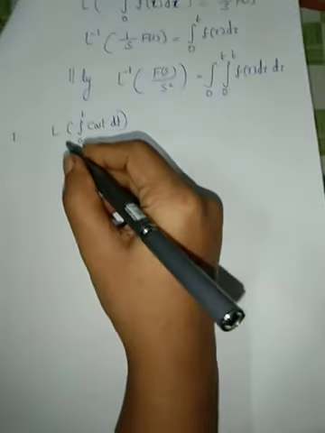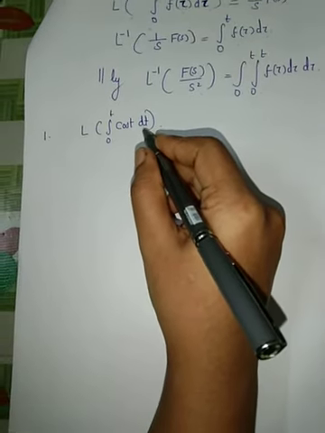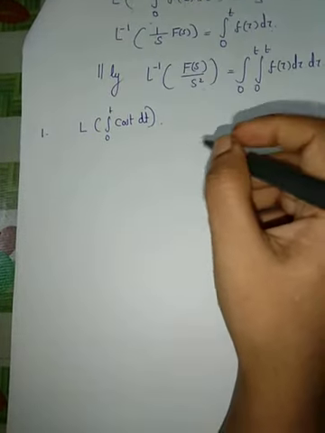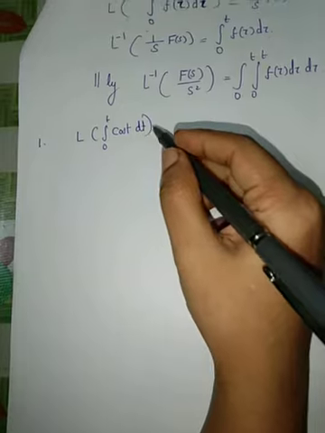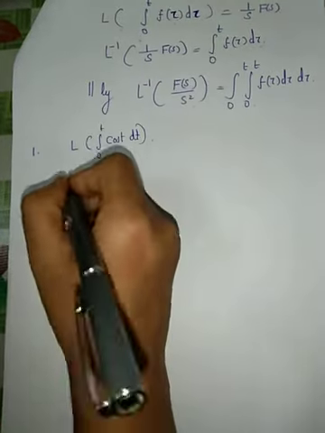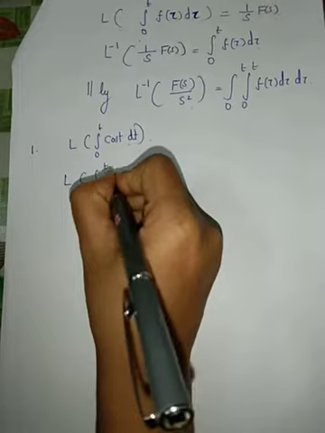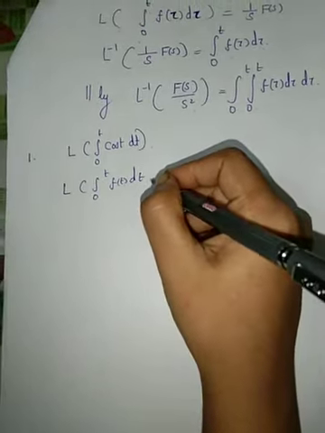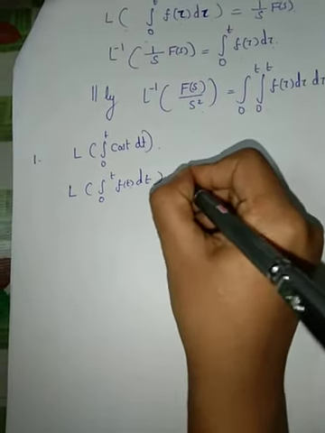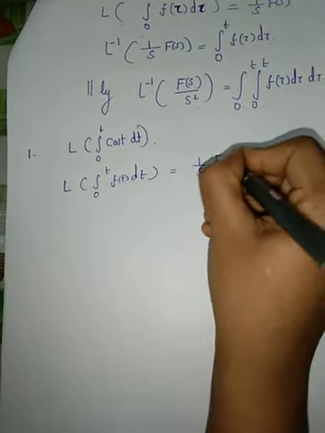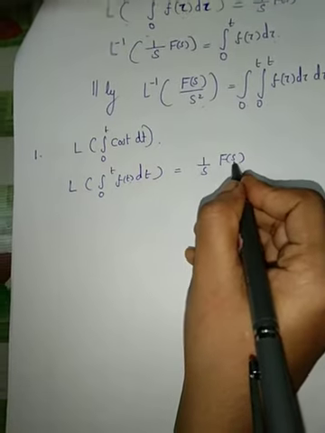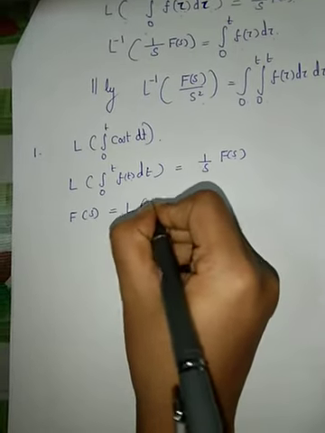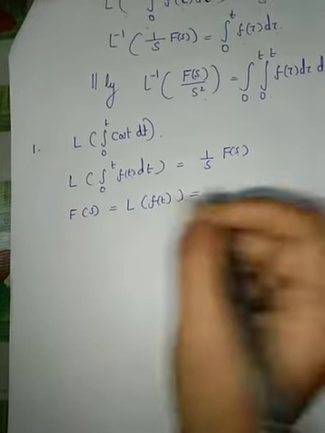Find L of integral 0 to t cos t dt. What is the form? L of integral 0 to t f of t dt is equal to 1 by s F of s. We can use t notation also. So first we have to find F of s, that is F of s is equal to L of f of t.